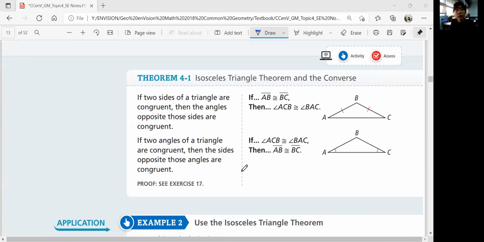So look at theorem 4-1, isosceles triangle theorem and the converse. If two sides of a triangle are congruent, then the angles opposite those sides are congruent. Just like this. If two angles of a triangle are congruent, then the sides opposite those angles are congruent. So if these two angles are congruent, these two are congruent. If those two sides are congruent, these two are congruent. Okay, the opposite sides, opposite angles.